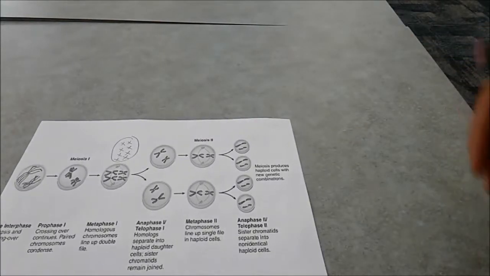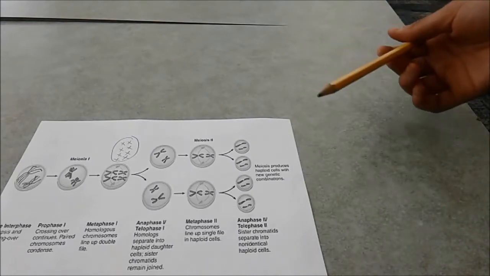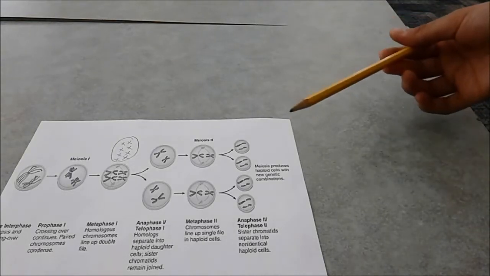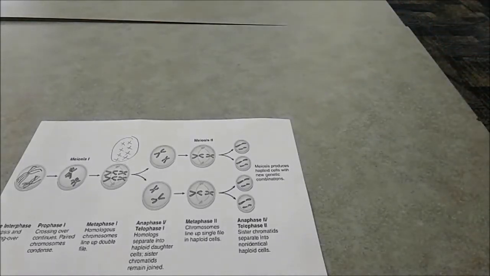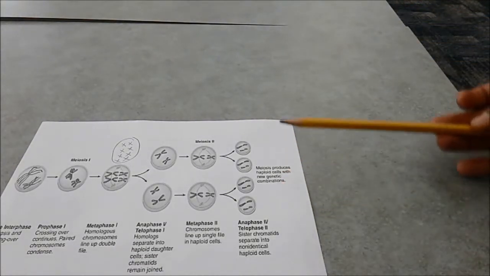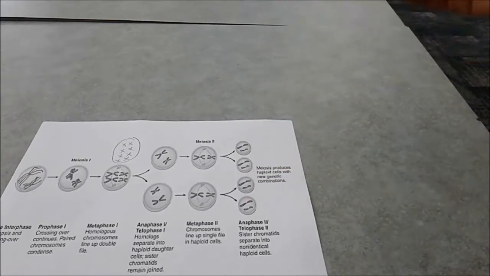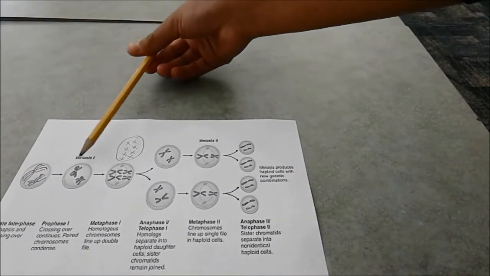This differs from mitosis because in mitosis there were 2 diploid daughter cells. And also they do not contain identical genetic information. They are somewhat varied because of the crossing over that occurred in meiosis 1.